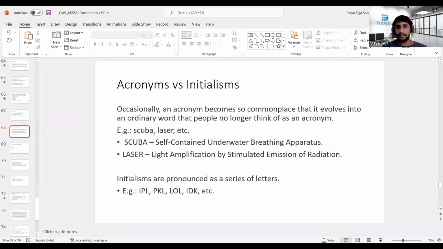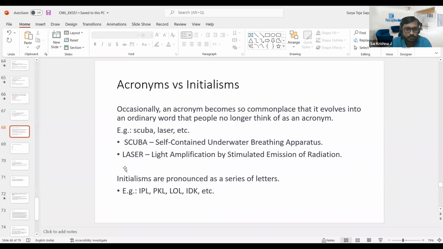It has become a common practice, because when we chat, we just write in small letters. We don't follow that many rules. So that way it has been highlighted as scuba in small letters, though usually it is capitalized. That is why it has evolved into an ordinary word. Over time, when people use a word in a particular way, that is considered acceptable.